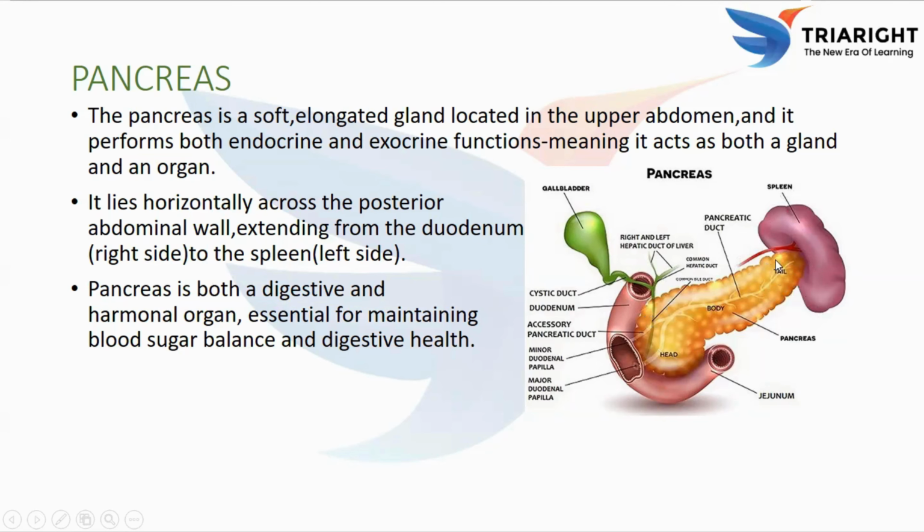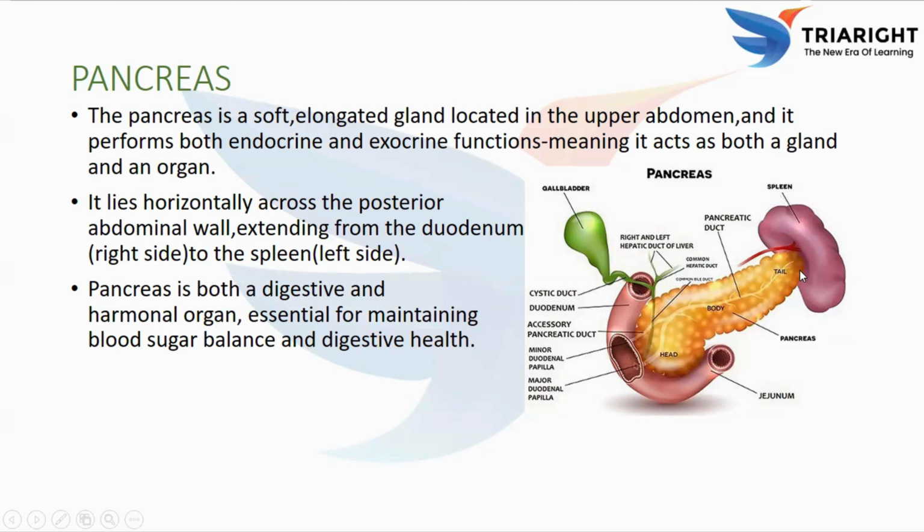So except the tail, the remaining parts of the pancreas are retroperitoneal. But the tail is intraperitoneal because it is covered by the peritoneum. Now, how is the blood supply to the pancreas? Through the splenic artery, it supplies blood to the body and tail mainly.